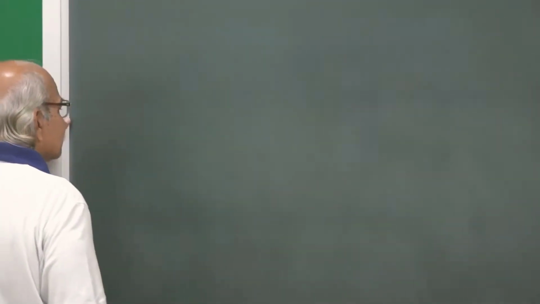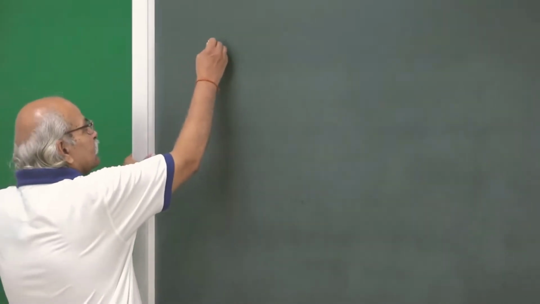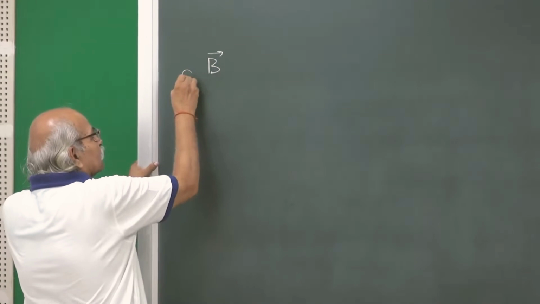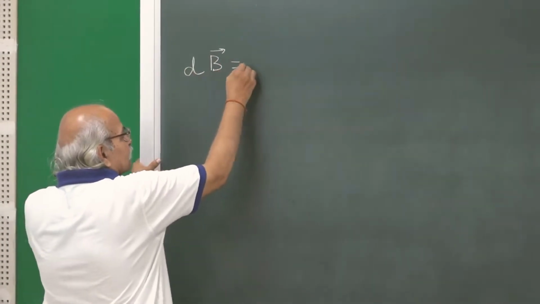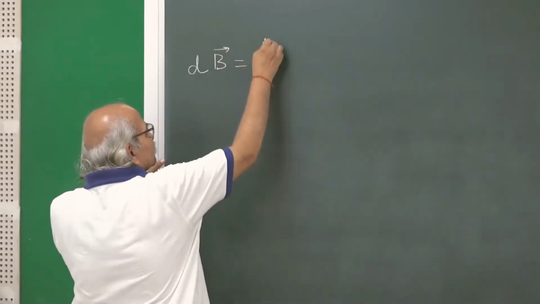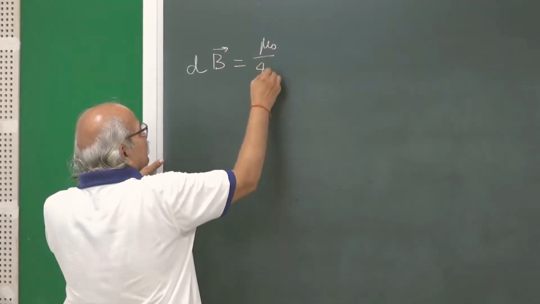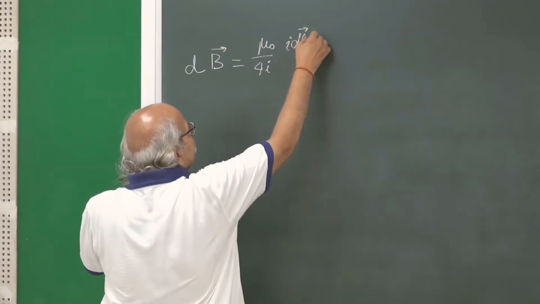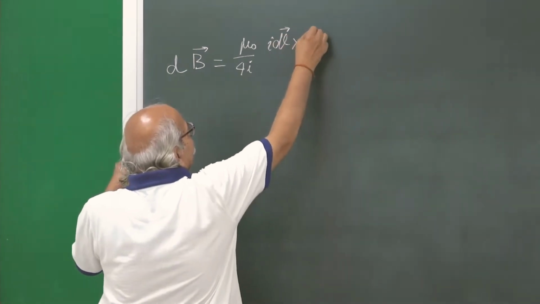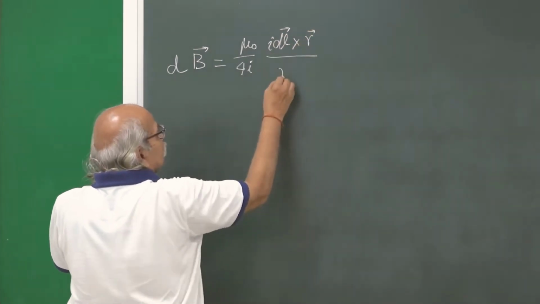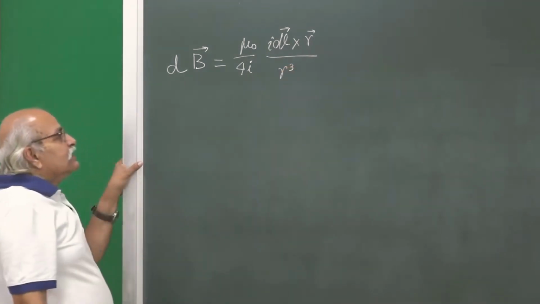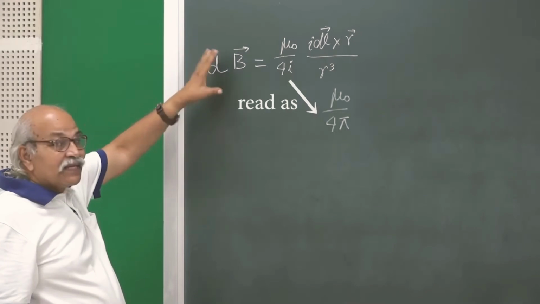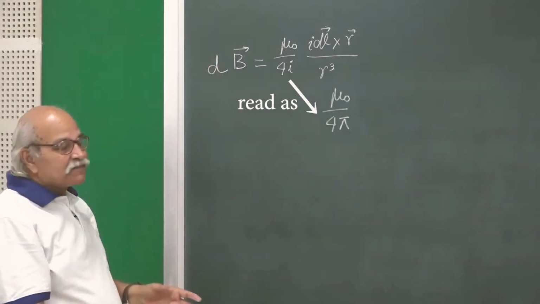From Biot-Savart law, we understand that the magnetic field B because of a line current is mu naught by 4 pi, then I dl, this is the current element, and then cross r over r cube, and then we integrate under proper limits to get the magnetic field of a given current distribution.